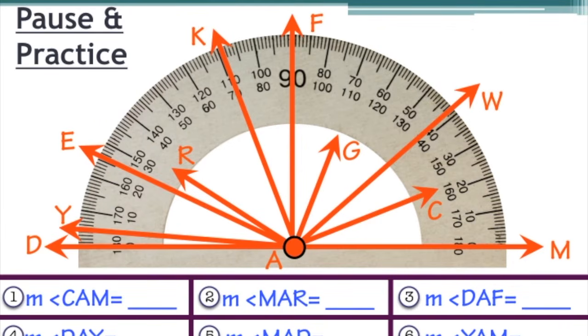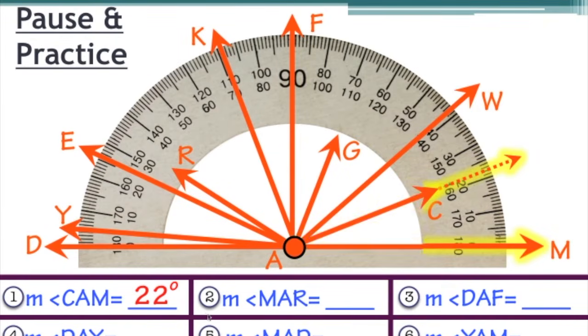So let's take a look at our answers. Number 1, the measure of angle CAM. Angle CAM is this angle here. It's a little short, so we'll have to extend the angle. And when we measure it, our answer is 22 degrees. We start at 0, so we use the outside numbers, 20, 21, 22 degrees.